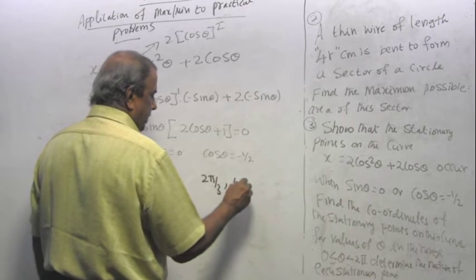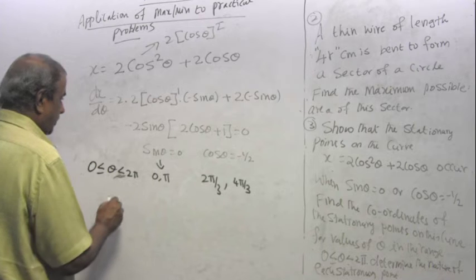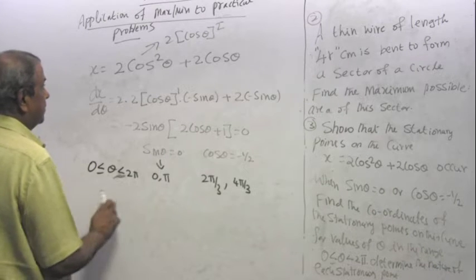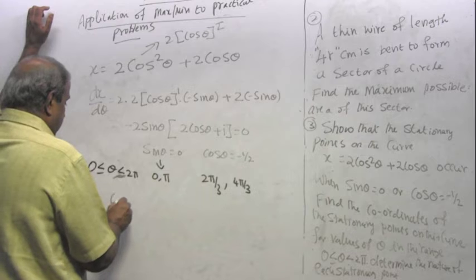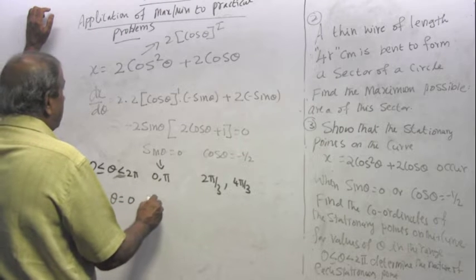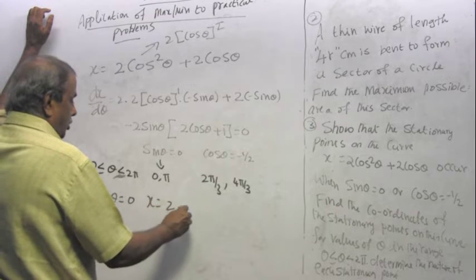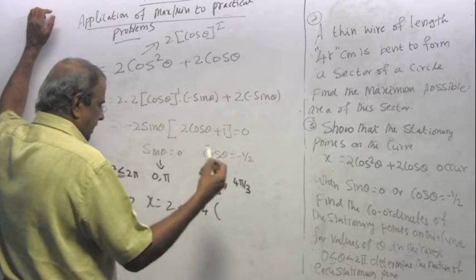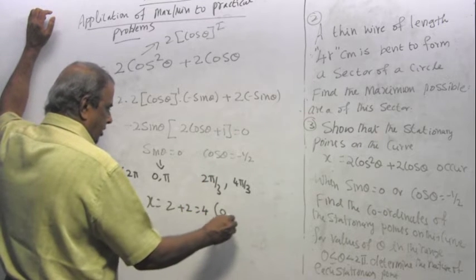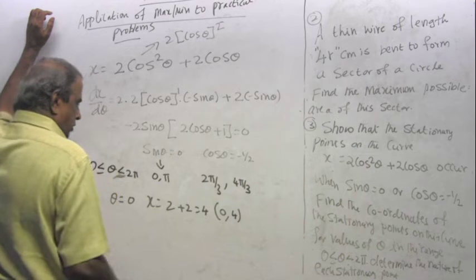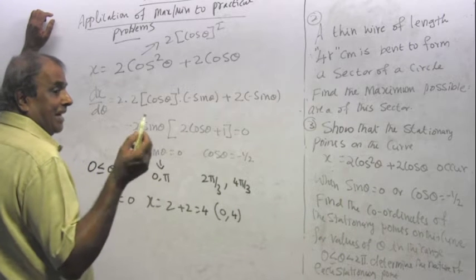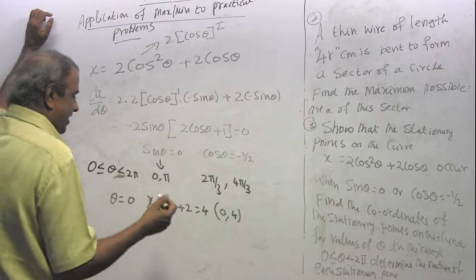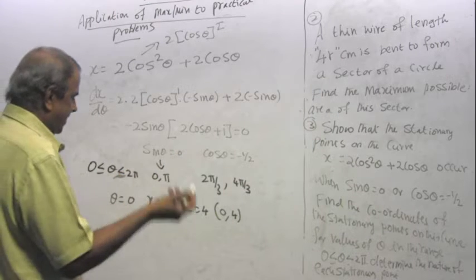That is 4 pi by 3. So what is x equal to? Let's find each value of x. When theta is equal to 0, x is equal to 2 plus 2, which is 4. So one point is theta is 0, x is 4. That's a stationary point. Remember, they didn't give x and y. They've given x and theta. So x is like y, theta is like x.